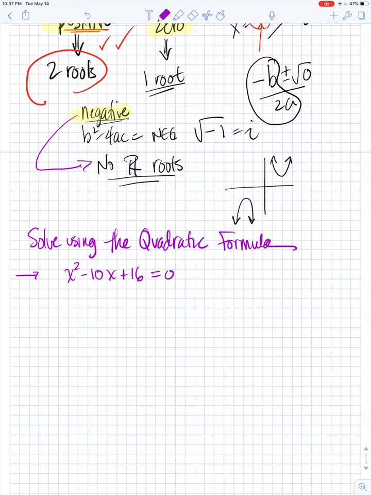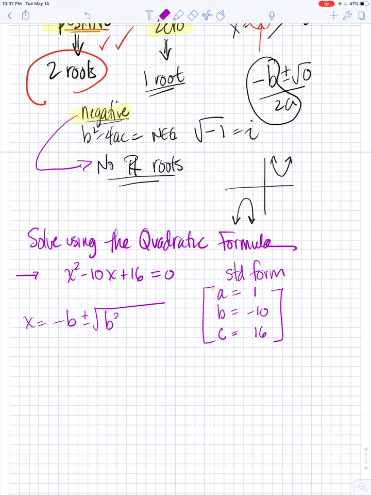All right, so this is a quadratic equation, and it is in standard form. And when it's in standard form, we're going to be able to identify what A is, what B is, and what C is. So in this case, A is 1, B is negative 10, and C is 16. Okay, good. We're going to need to use these values in the quadratic formula. x equals negative b plus or minus the square root of b squared minus 4ac all over 2a.